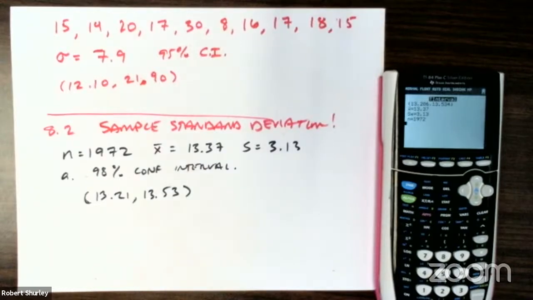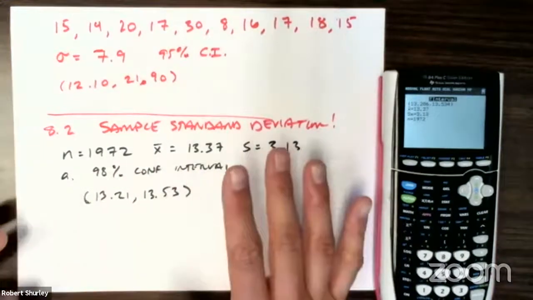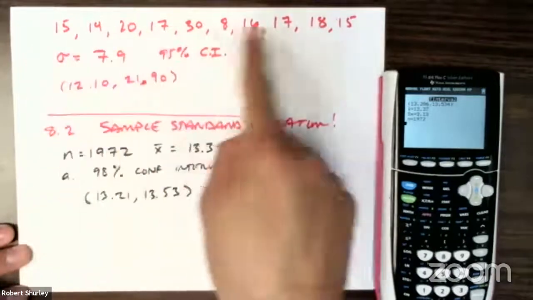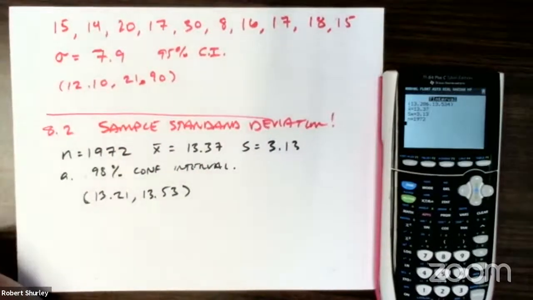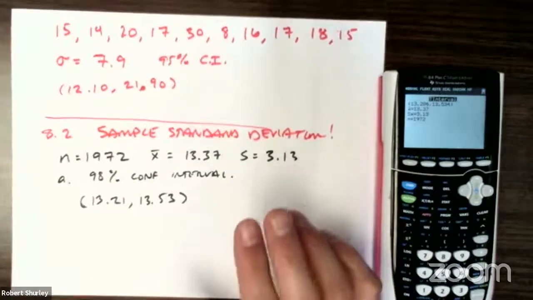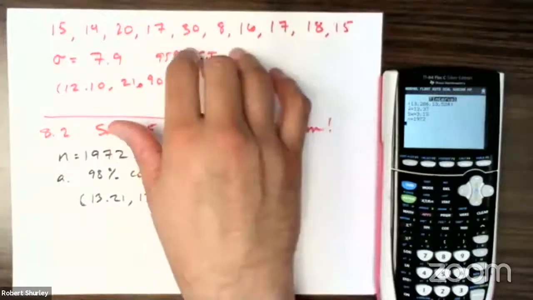Okay. So we're 98% confident that the population mean for years of education for adults is between 13.21 and 13.53. And I might ask you with the actual data set, right? But it's the same thing. It's knowing when to use the Z or the T, okay?